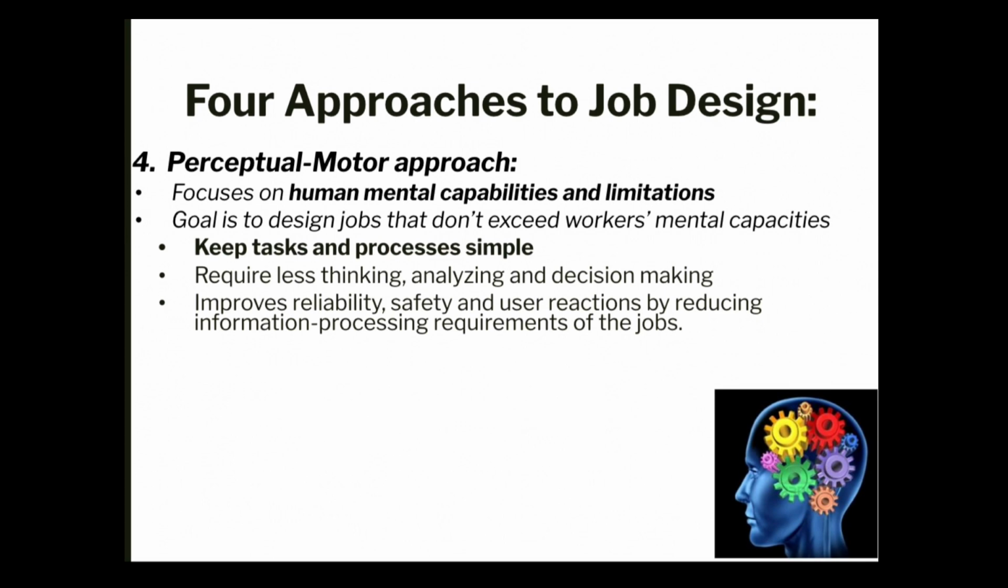And the last is perceptual motor or mental capabilities. So this focuses on human mental capabilities and limitations. Its goal is to design jobs that don't exceed workers' mental capacities, which means they must keep the task and processes simple. They require less thinking, analyzing, and decision making. This is kind of like an automatic process. And it improves reliability, safety, and user reaction by reducing information processing requirements of the job. So you don't have to think, you just have to do.